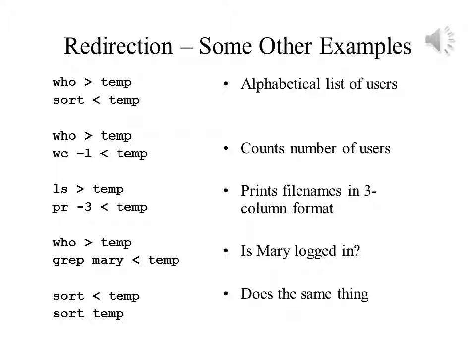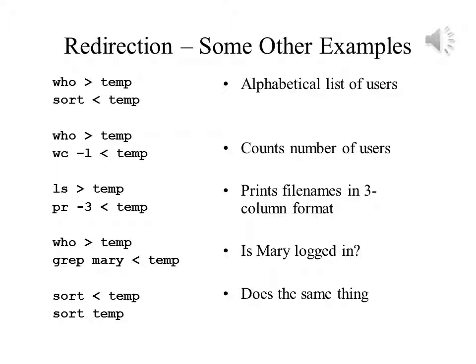What you see on the screen right now are 5 different examples of what we get from redirection. who > temp will place in the file temp the names of users currently on the system, as well as the terminals on which they've logged on. sort < temp will then print them in alphabetical order based on username.